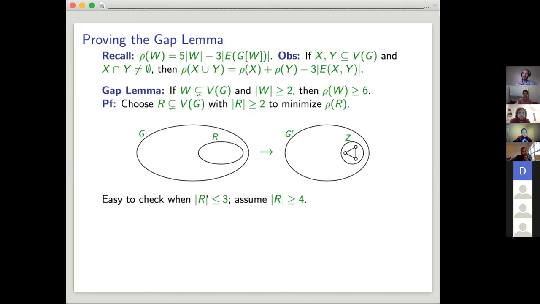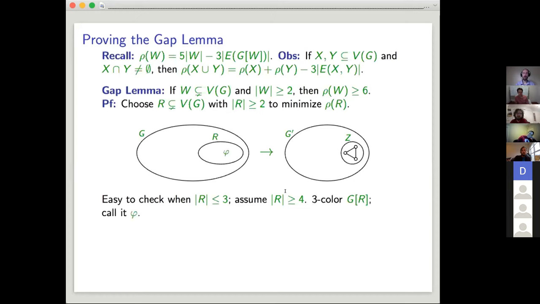If the size of R is at most 3, then this is pretty easy to check. It's easy to check a single vertex, or K2, or K3. The worst cases are the cliques, because when you take edges out, the rho value is just going to increase. So for a single vertex it's 5. For a K2, it's 5 plus 5 minus 3, which is 7. And for K3, it turns out that it's 6. So then you need to look at the case where the size of R is at least 4.